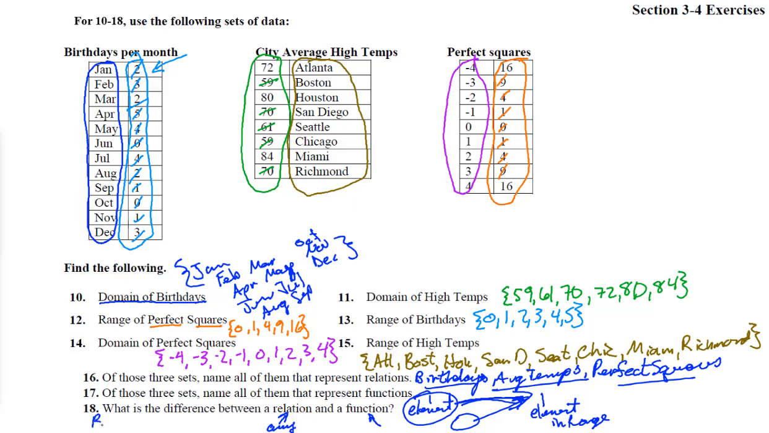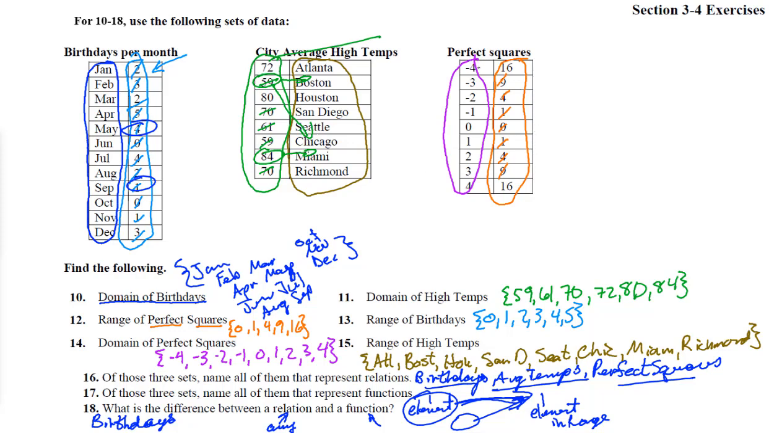So of those, let's look. Birthdays, yeah, those months don't repeat at all. So that is a function. You can play the game where you're like, okay, May has exactly one, 4. September has exactly one, 1. And let me see, city average high temps. Well, we noticed when we did this, we had some doubling up. So if I were to say, okay, what about 84? And you're like, yep, that goes to Miami. What if I were to say 59? You're like, oh, it goes to Boston and it goes to Chicago. That is what is not a function. So city average high temperatures doesn't work.